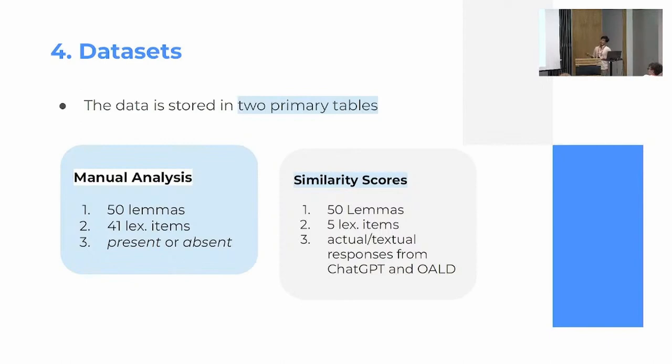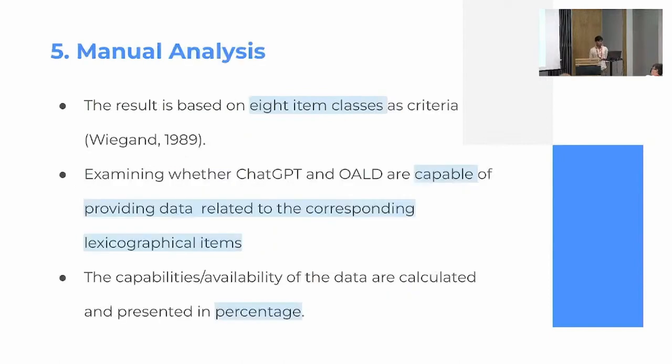And then the next table is for similarity scores calculation, also with 50 lemmas. But here we are only interested in 5 lexicographical items. And for this one, we also collected the actual answers from ChatGPT and from Oxford, to compare them. I'm going to explain how we calculate that in a second.